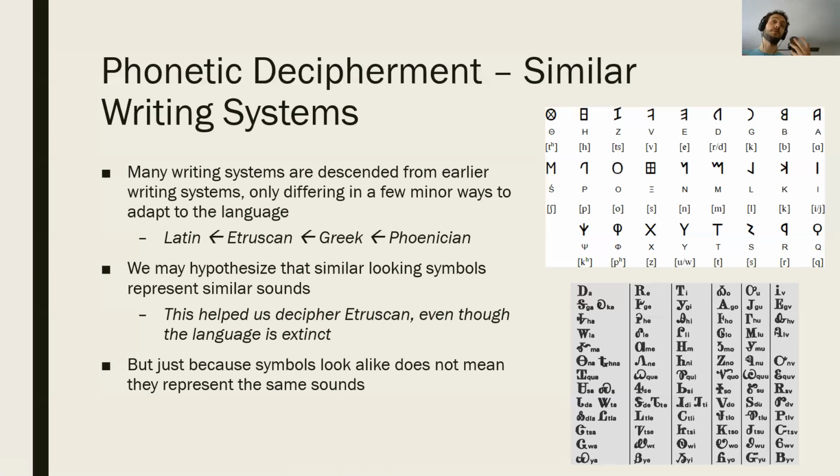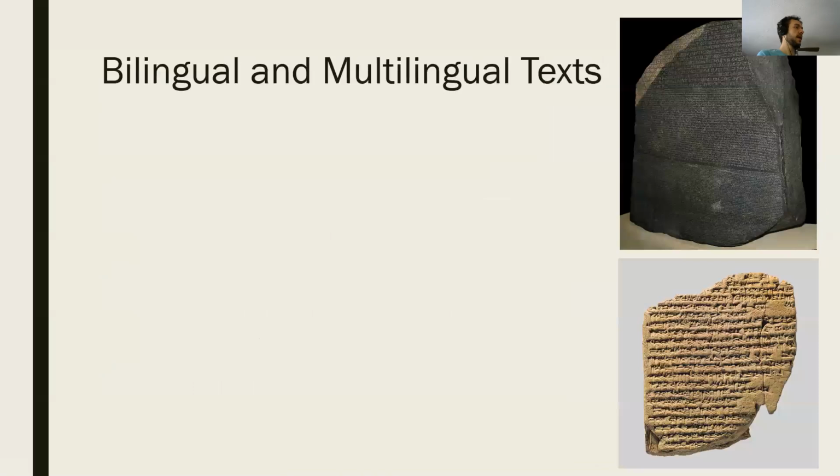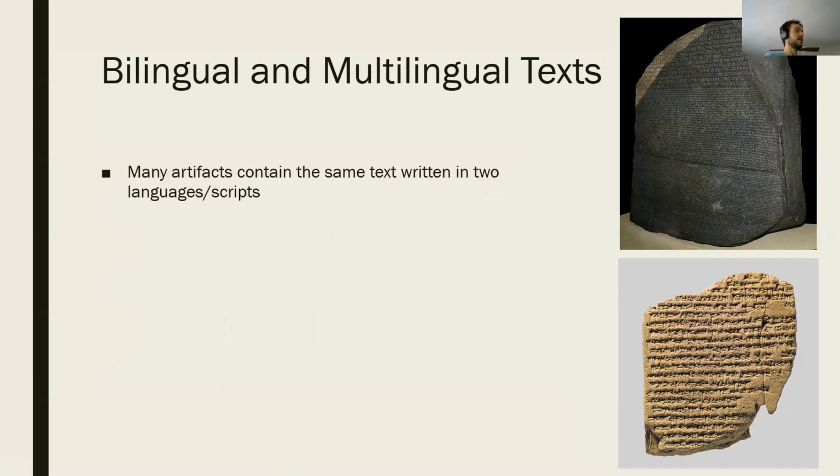So using a similar writing system could help a decipherment, but it does not always help. That's an important thing to remember. Another very helpful thing is to use examples of bilingual and multilingual texts. Many artifacts will contain the same text written in multiple languages or in different scripts. If we know one language, it can greatly help us decipher the other. The probably most famous example of this is the Rosetta Stone in the top right here.